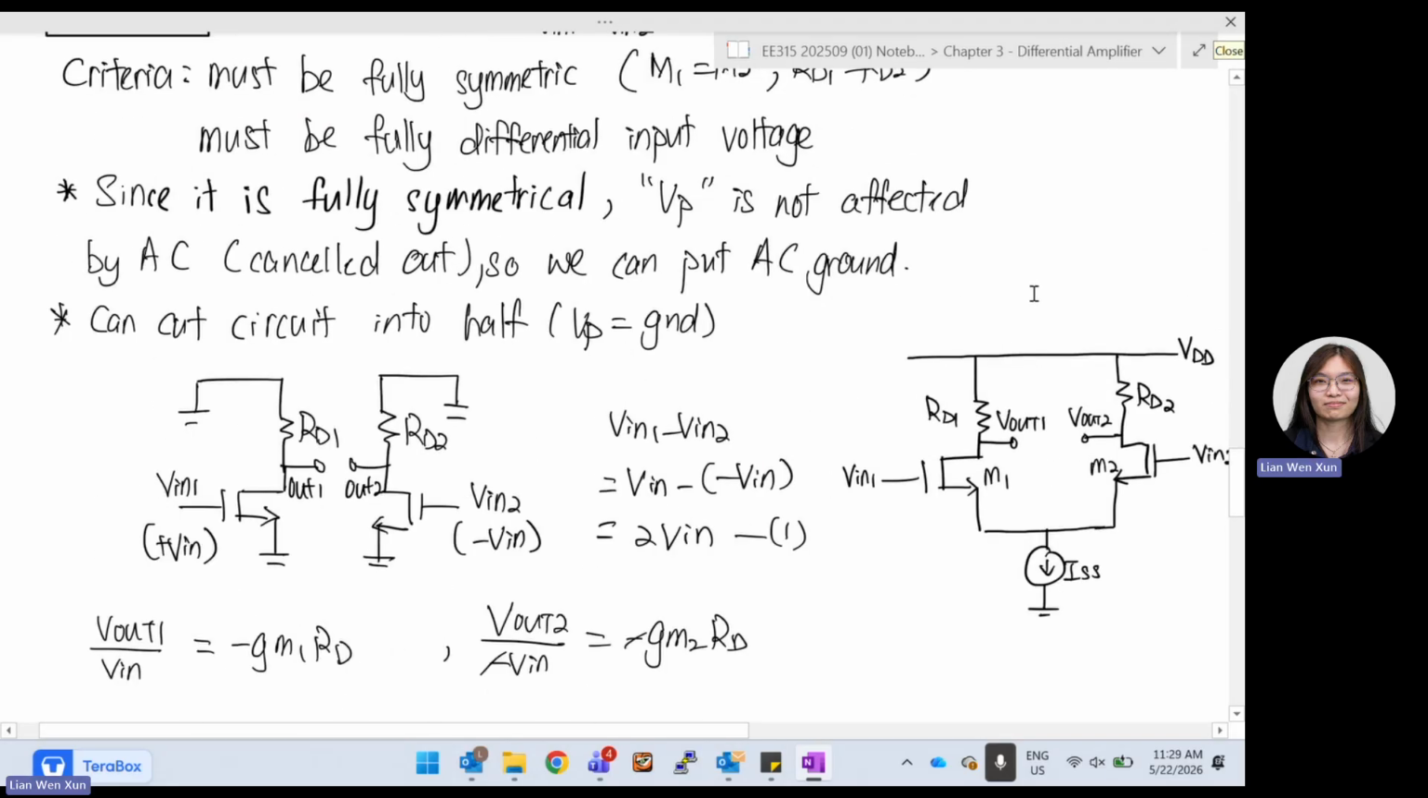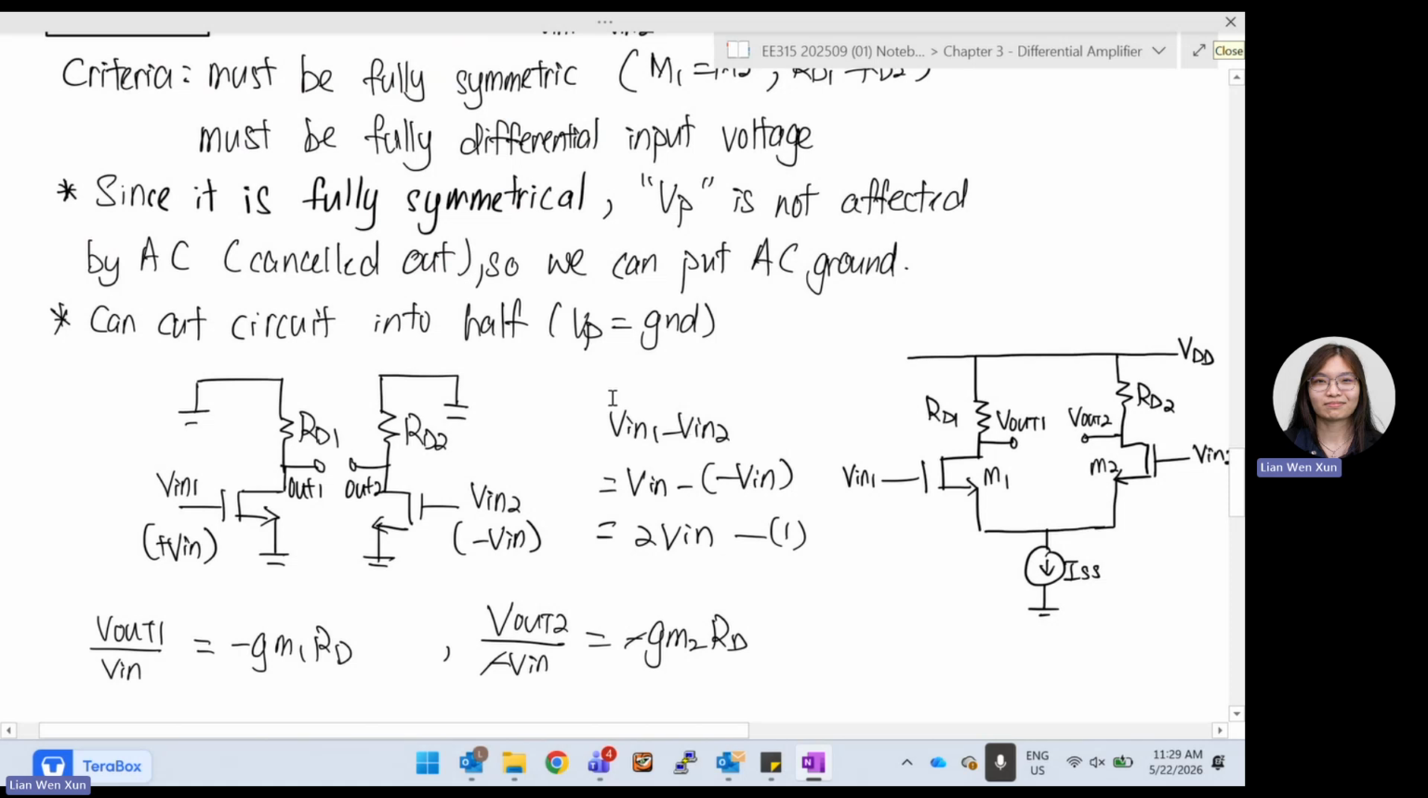So we can cut the circuit in half. This is a ground, so we can split it like this. When we draw the small signal, the ideal voltage source is grounded. So this will be grounded, and then RD1, RD2, here is your V out 1, V out 2, V in 1, and it's grounded because ISS is grounded now. In this case, we want to find V out 1 minus V out 2 divided by V in 1 minus V in 2.